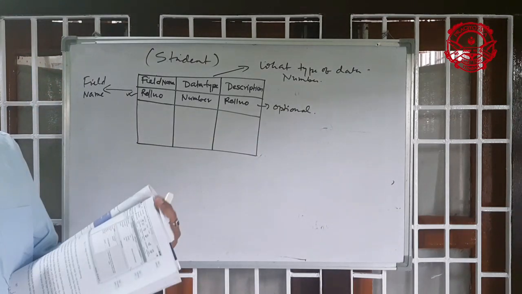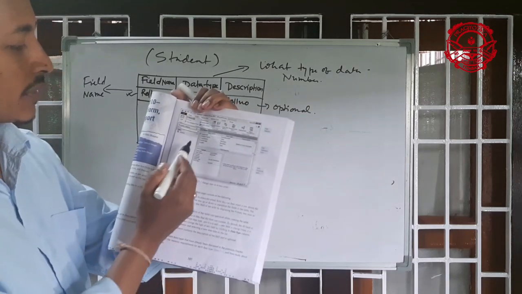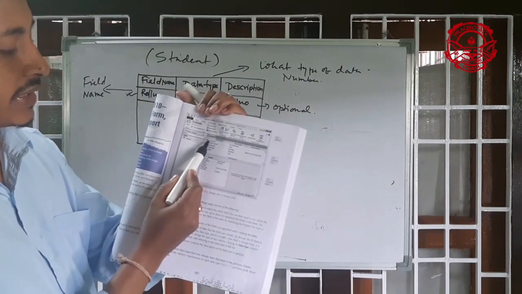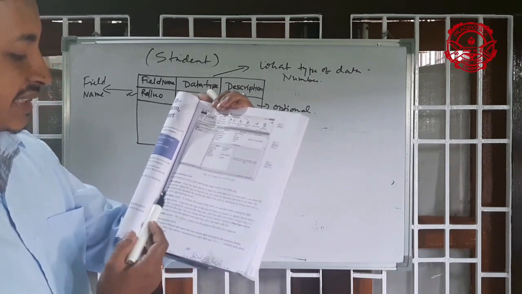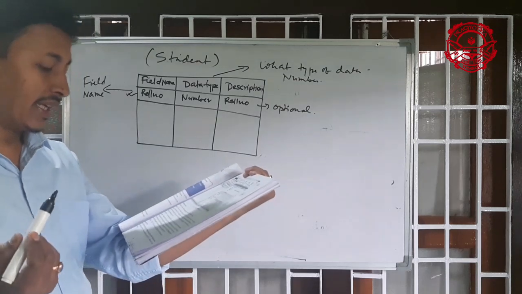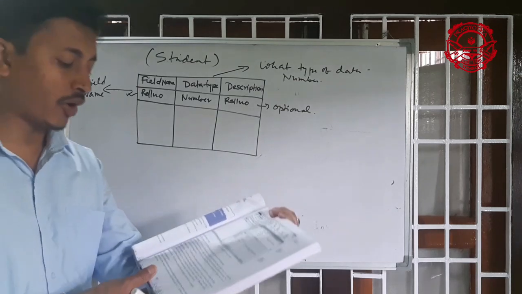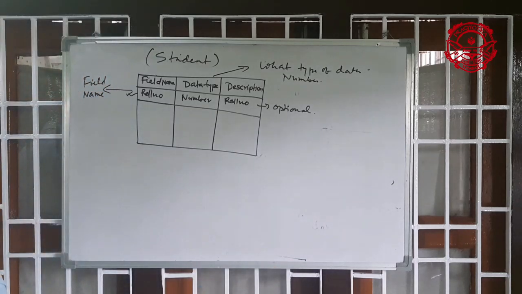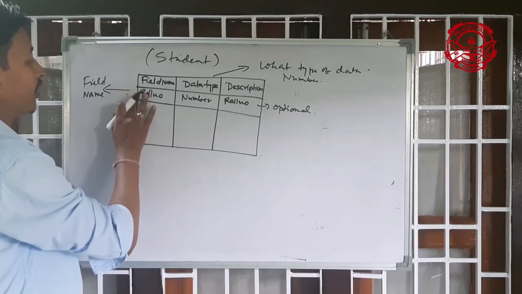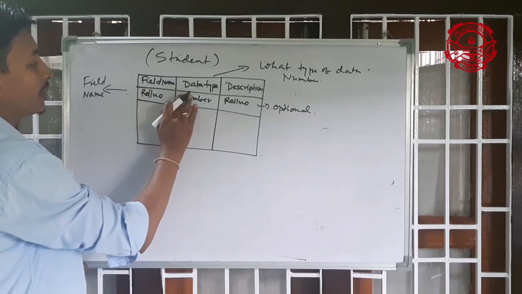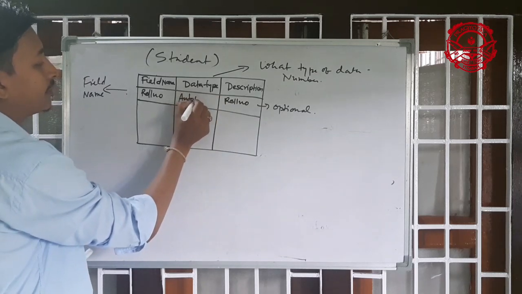Means what? You can see in the book. The first one is student ID. It is automatically auto number. You can see in the book, by default the ID field in a new table is assigned auto number, because it is a primary key. So by default, if I write roll number, it automatically comes as auto number.